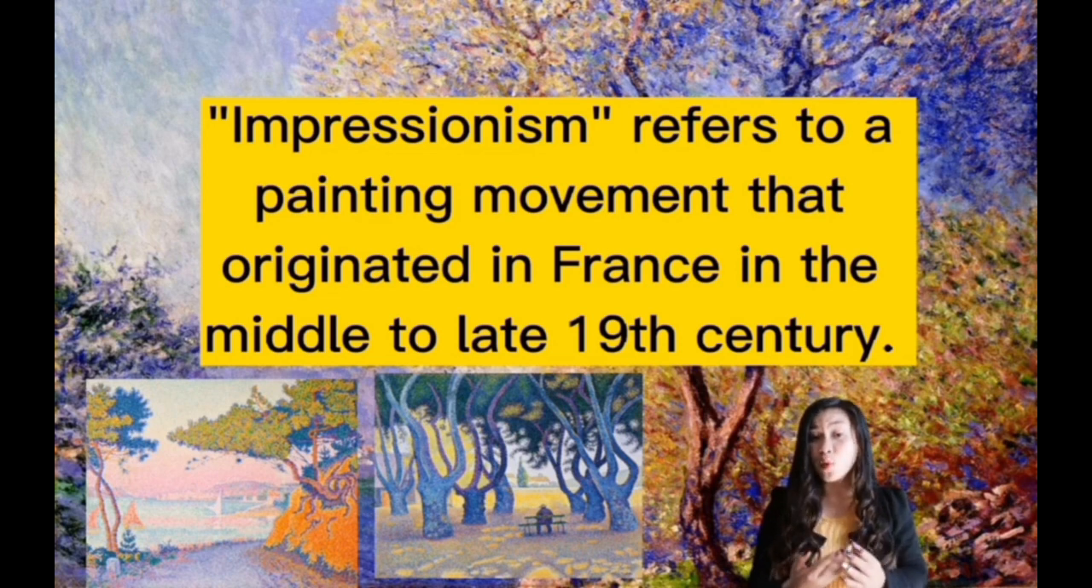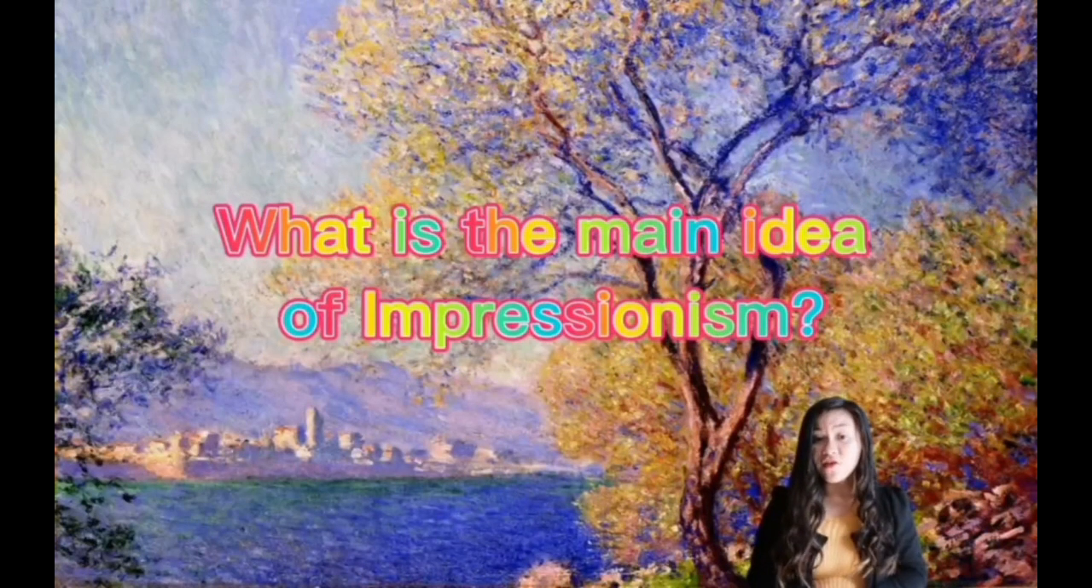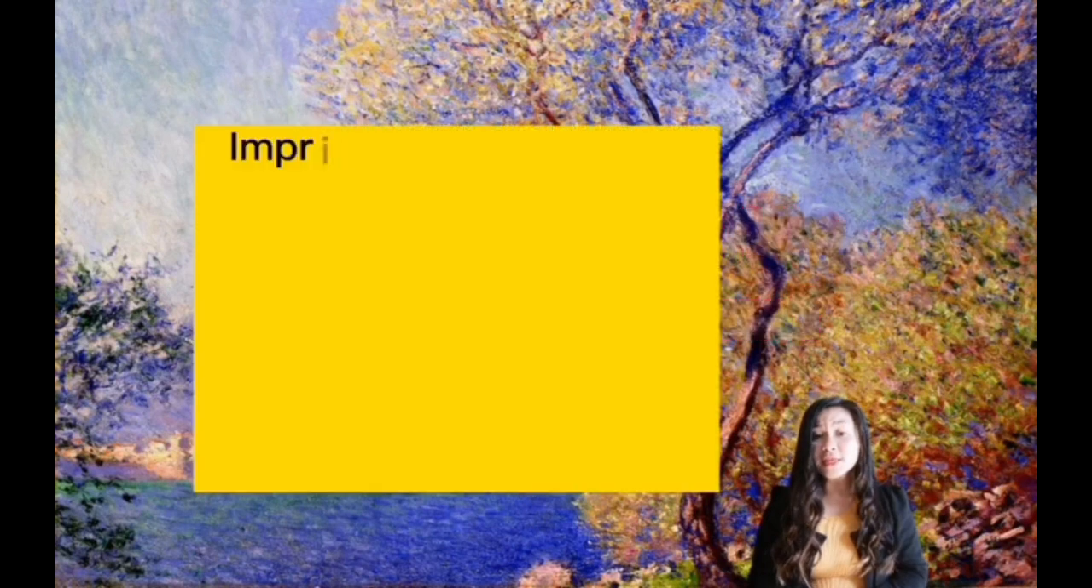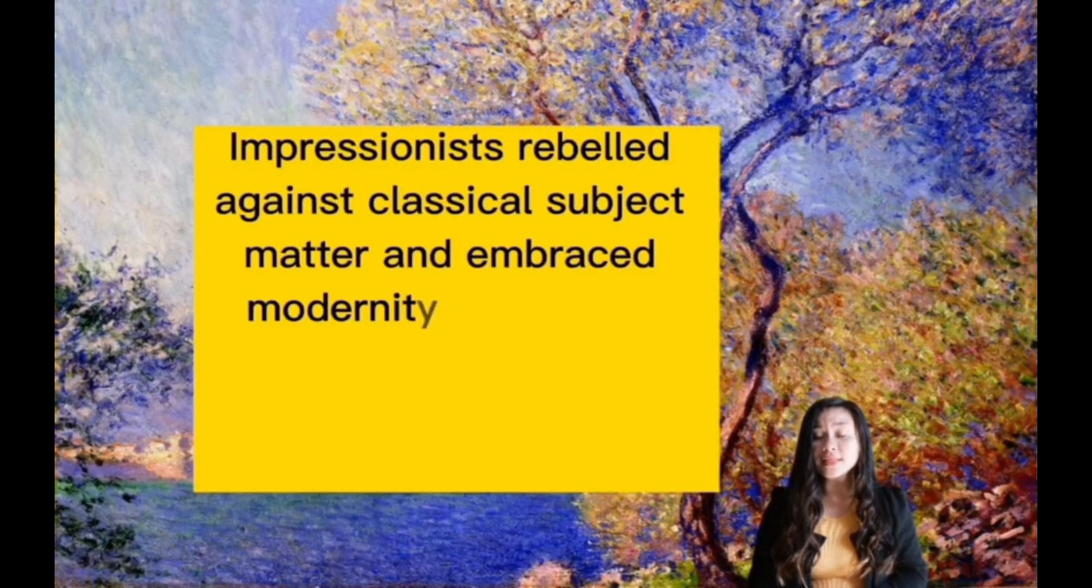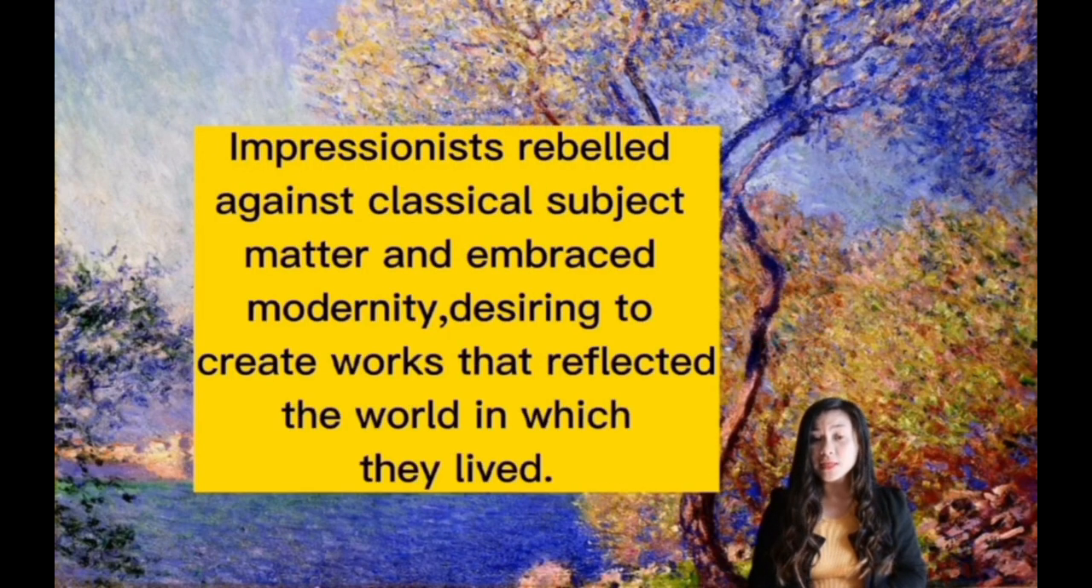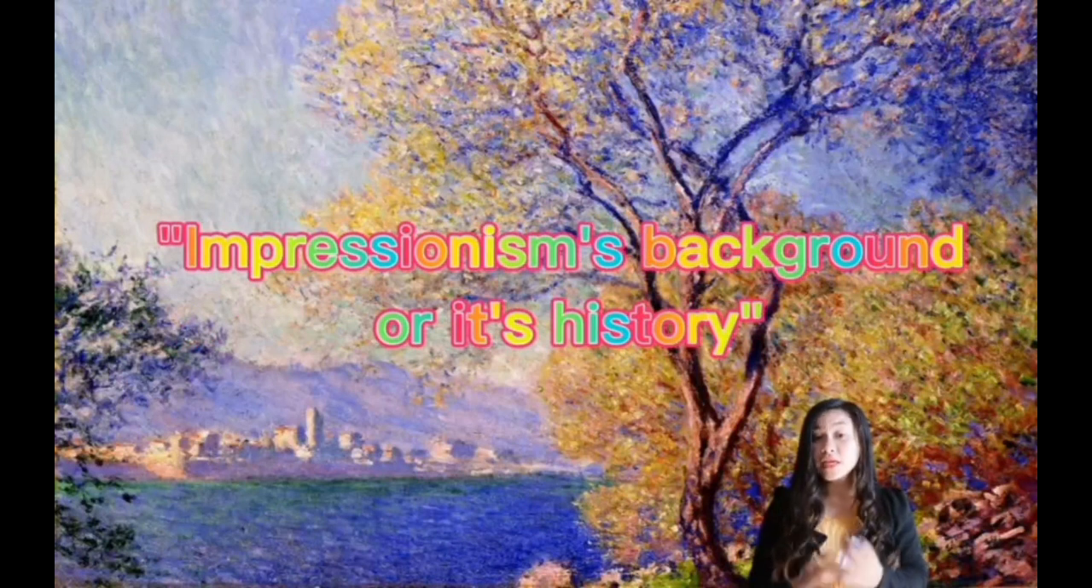And we have the second one. What is the main idea of Impressionism? Impressionists rebelled against classical subject matter and embraced modernity, desiring to create works that reflected the world in which they lived. Uniting them was a focus on how light could define a moment in time, with color providing definition instead of black lines.